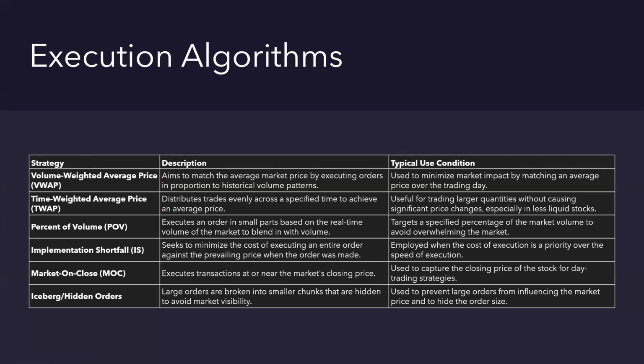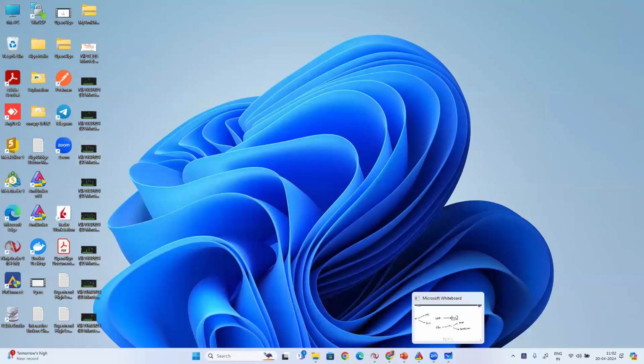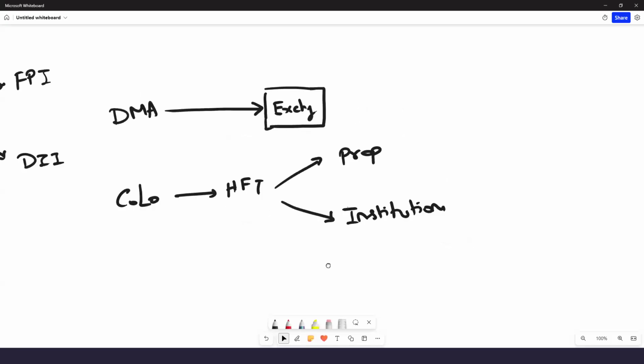Now, what is the behavior of institutions? Institutions do something called absorption. Let's try to understand the mechanism of absorption. I'm going to give you a fair idea of what exactly absorption is all about.